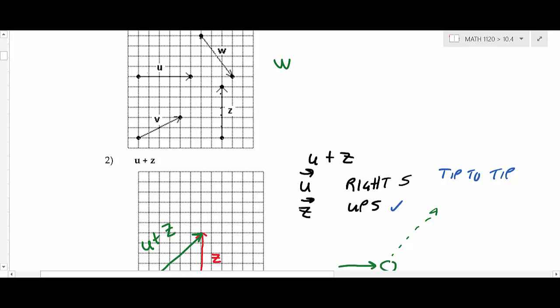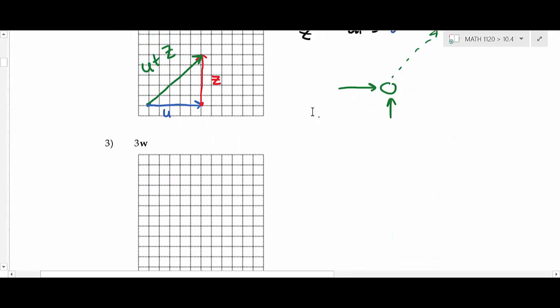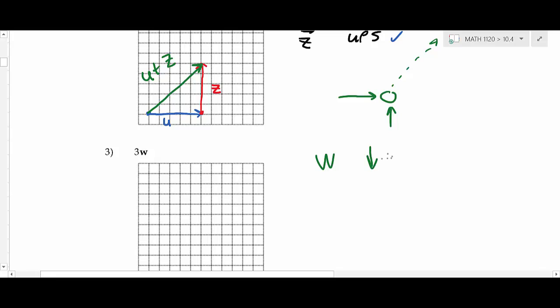So it looks like that is going down 1, 2, 3, 4. It's going down 4, and it's going to the right 1, 2, 3 like that. So down 4, right 3. I'll write that note to myself so we can write that out.